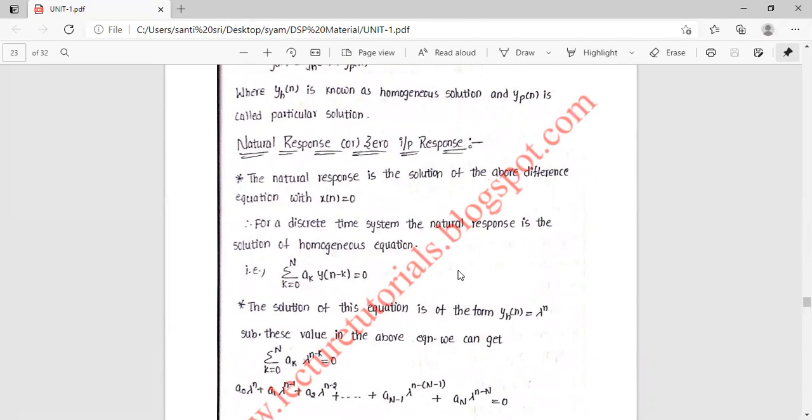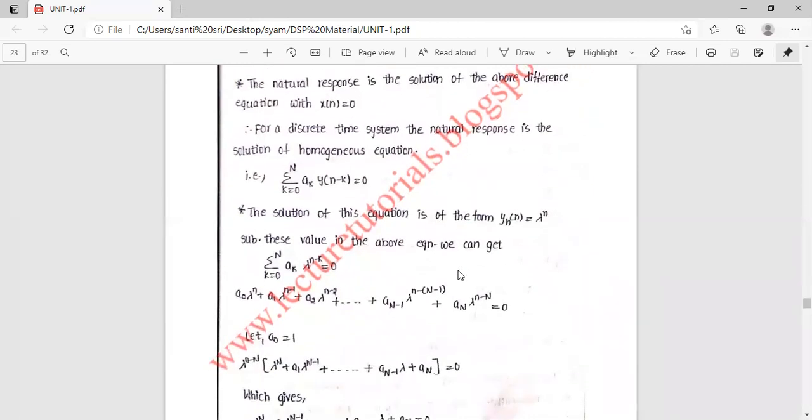Substitute these values in the above equation. Y of n is replaced by lambda power n, then y of n minus k can be replaced by lambda power n minus k, which is equal to 0. So expand this: a naught into lambda power n plus a1 into lambda power n minus 1 plus a2 into lambda power n minus 2 plus up to a N minus 1 into lambda power n minus N minus 1 plus a N into lambda power n minus N is equal to 0.